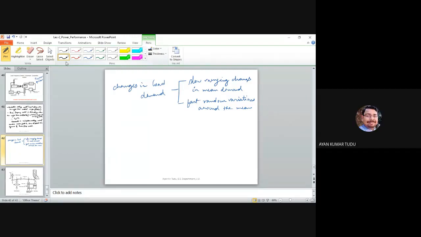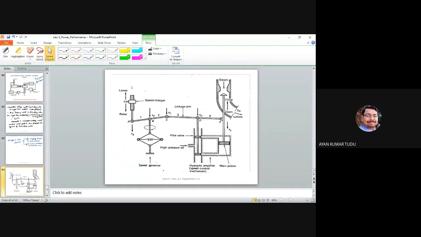Okay, so the next is very important, which is the load frequency control portion. We are entering the load frequency control portion now. As you can see, on the left-hand side, we have the speed changer, which is giving the command, that is, we want to raise or open the power.